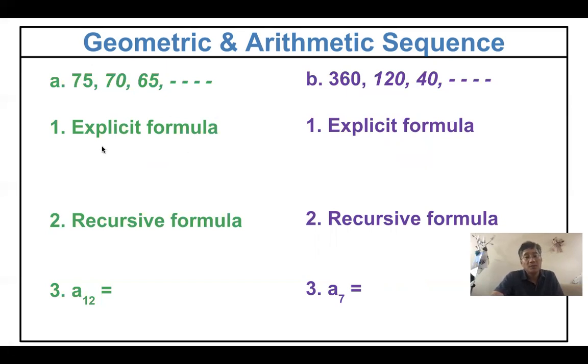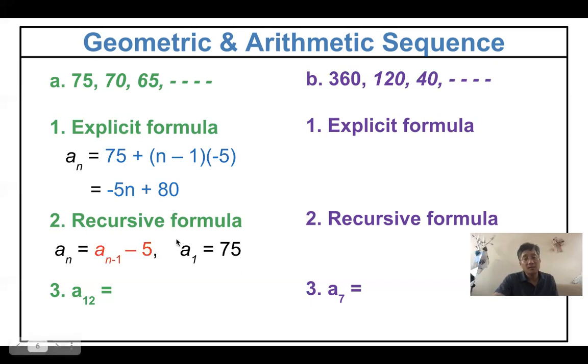So let's get the explicit formula: a1 plus n minus 1 times d. Or you can put the negative 5 in front of n minus 1, it doesn't matter, commutative property. Simplify, and negative 5 times negative is positive 5. You add it to the 75, you get 80. You get it? And then the recursive formula: from the previous term, you subtract 5 to get the next term. 75 minus 5 is 70. That's the recursive formula: previous term minus 5, and you should let us know the first term is 75.